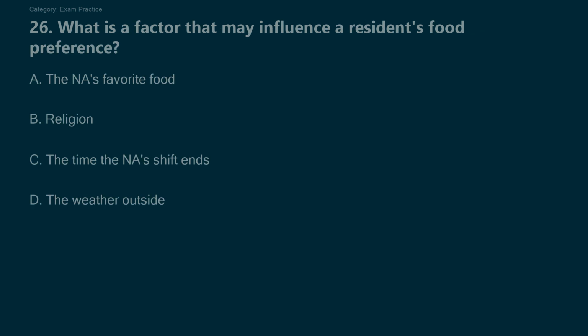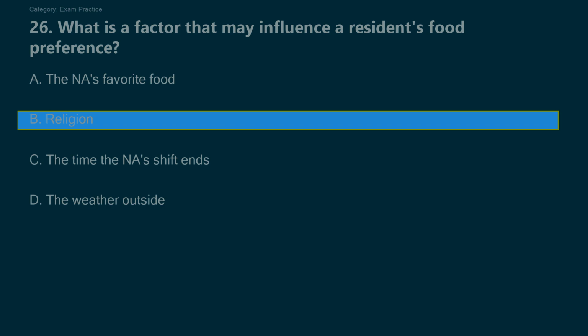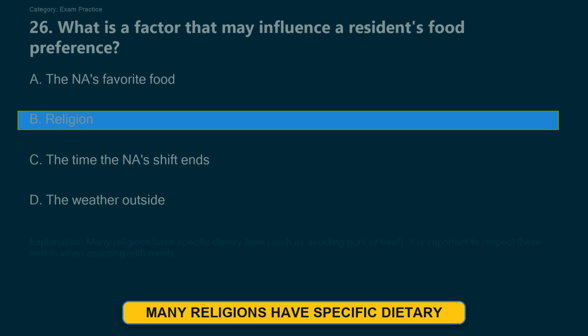Question 26. What is a factor that may influence a resident's food preference? Option A. The NA's favorite food. Option B. Religion. Option C. The time the NA's shift ends. Option D. The weather outside. The correct answer is option B. Religion.